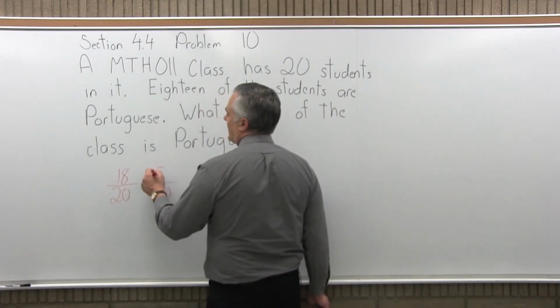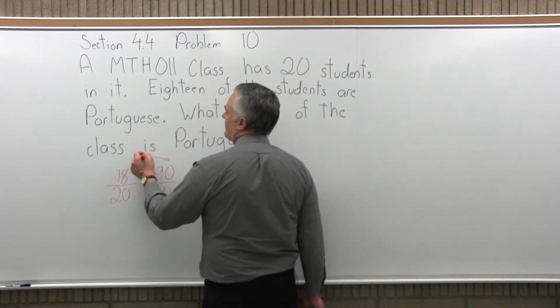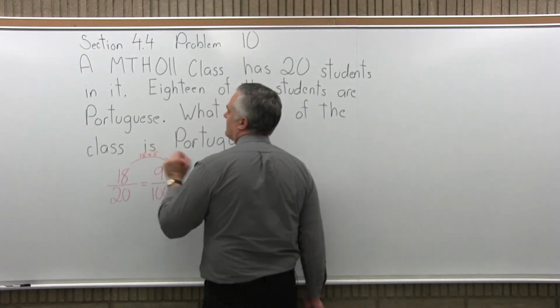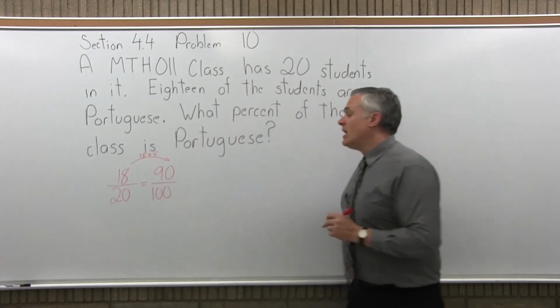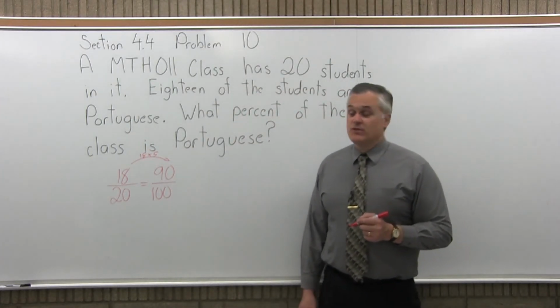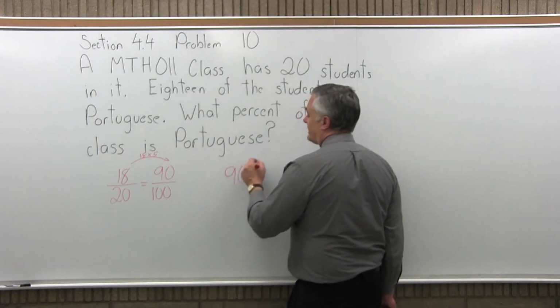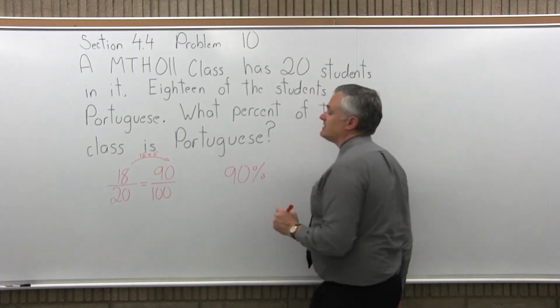So 18 times 5 would be 90, right? Where did that come from? That came from 18 times 5. So when I have a denominator of 100, the percent is whatever the numerator is. So the numerator is 90, so the percent is 90. So 90% of that class is Portuguese.